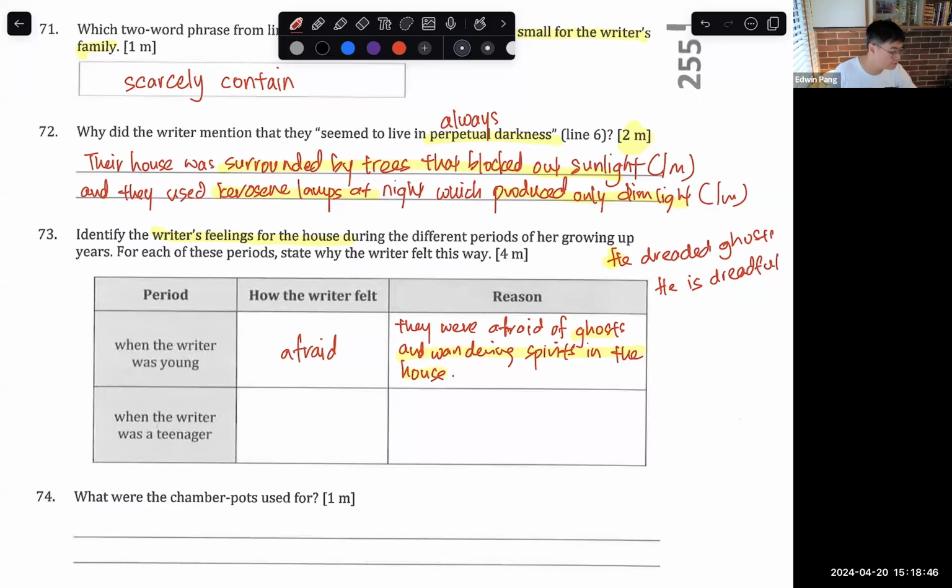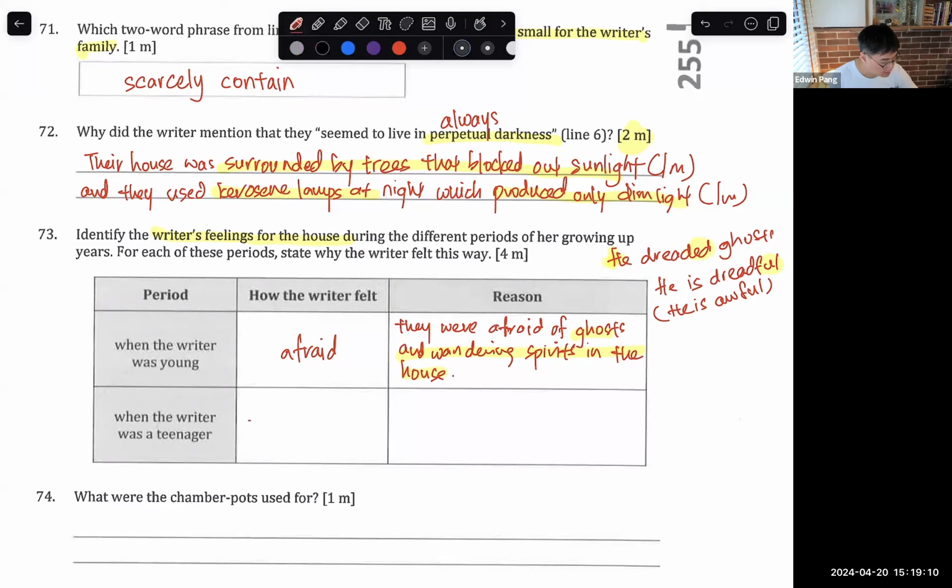So he is dreadful, meaning he is awful. Okay? So it's a different thing altogether when you say dreaded versus dreadful. Be very careful about the forms of the words that you use, because the forms have very different meanings. Okay, dreaded and dreadful. Okay. Next, when he was a teenager, how did he feel about the house?